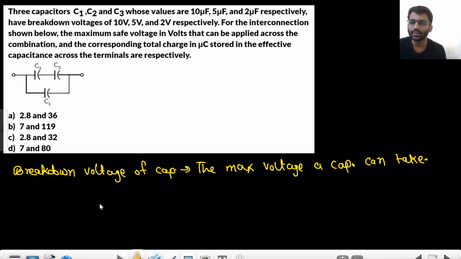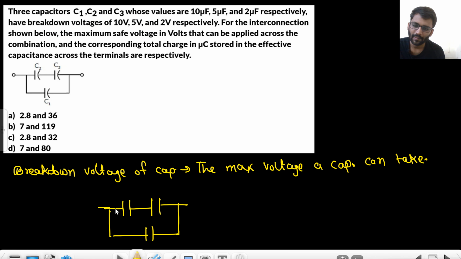Okay, so we have capacitors like this. The value of C1 is 10 microfarad, the value of C2 is 5 microfarad, and the value of C3 is 2 microfarad. Breakdown voltages are 10 volt. So this is C1, this is C2, and this is C3.